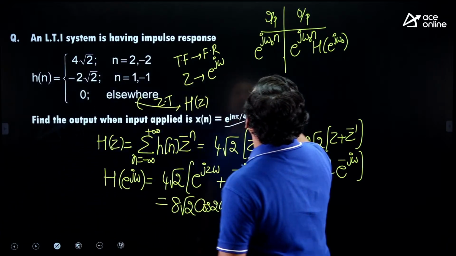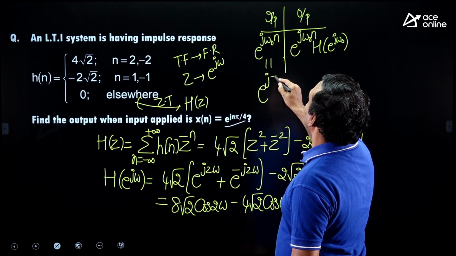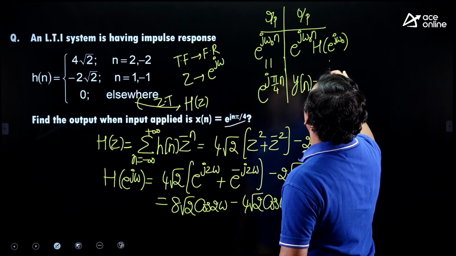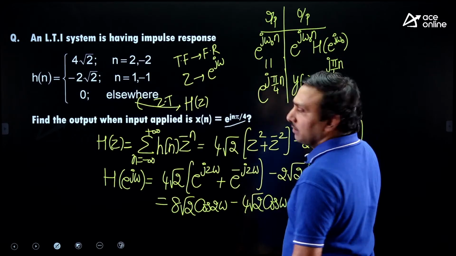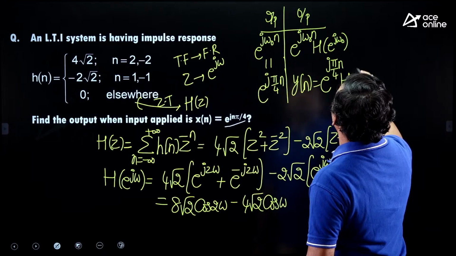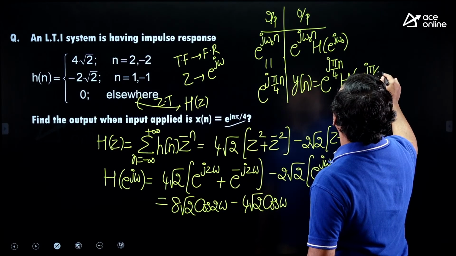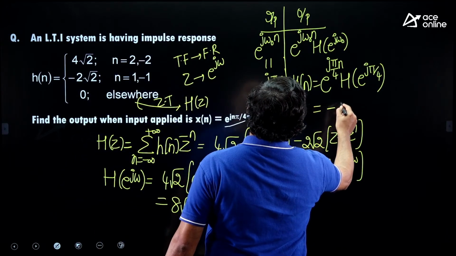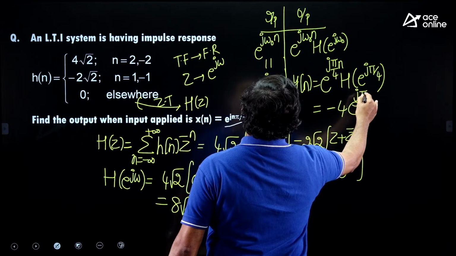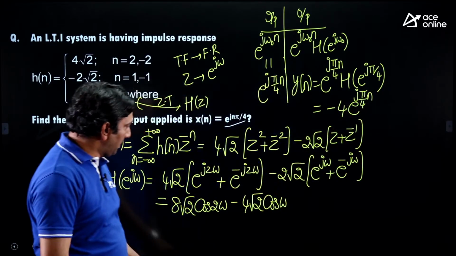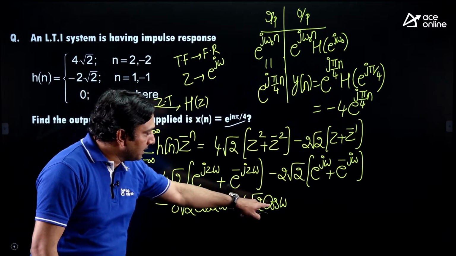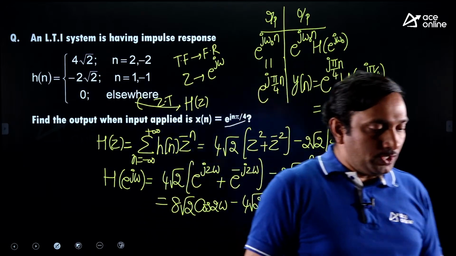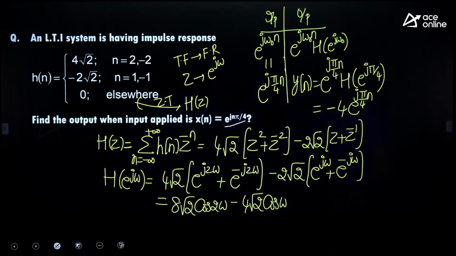Apply this logic. In our example, input is e^(j pi/4 n). So definitely what is the output form? e^(j pi/4 n) into H of e^(j pi/4). So replace omega as pi by 4. That will create scaling factor as minus 4. You verify. Simply substitute omega as pi by 4. Cos pi by 2 is 0. Cos pi by 4 is 1 by root 2. First quantity 0. Input exponential, output also exponential.